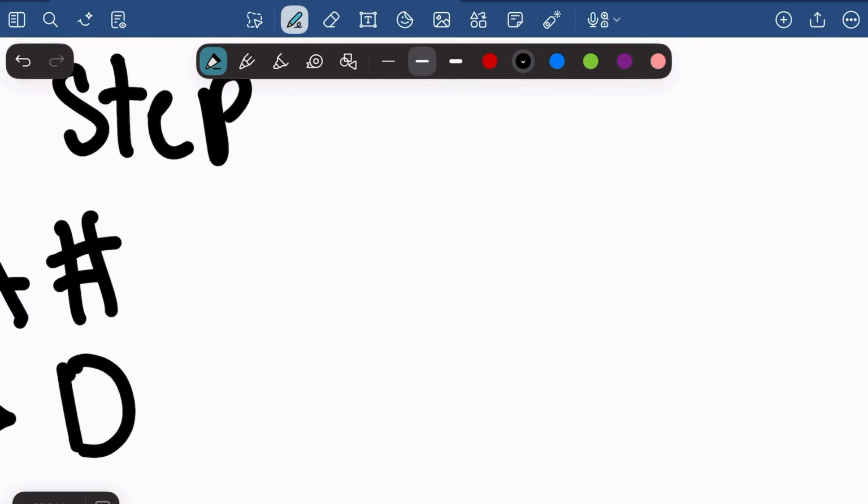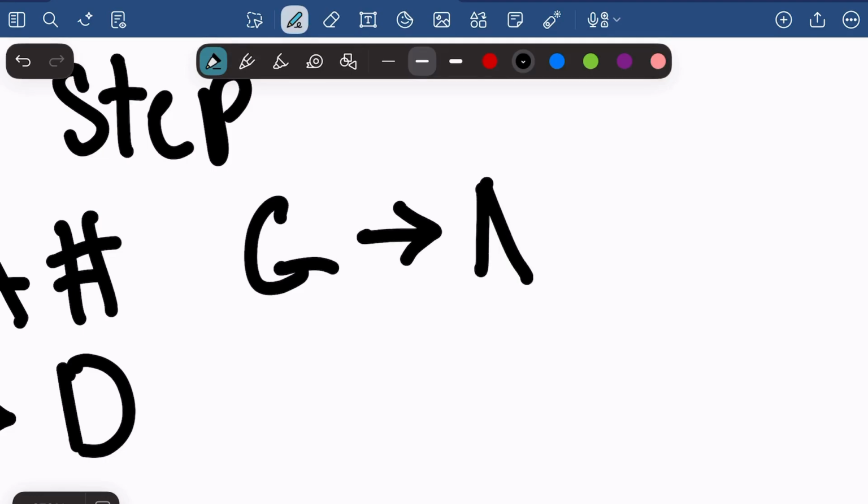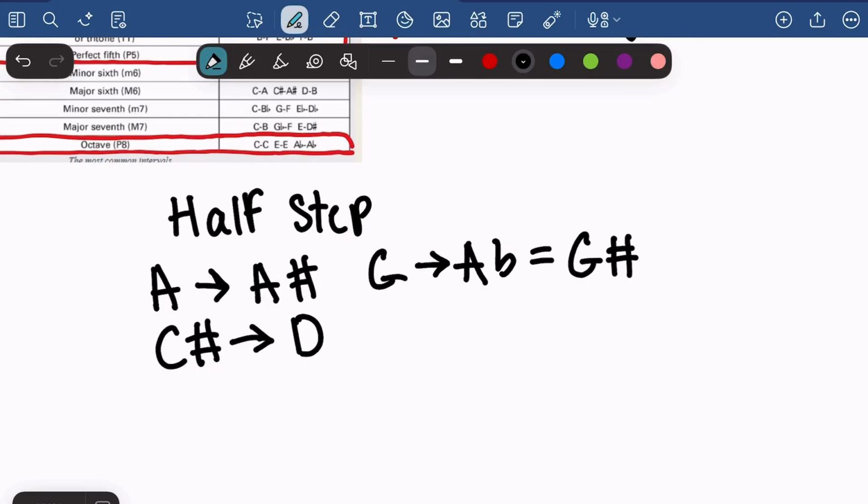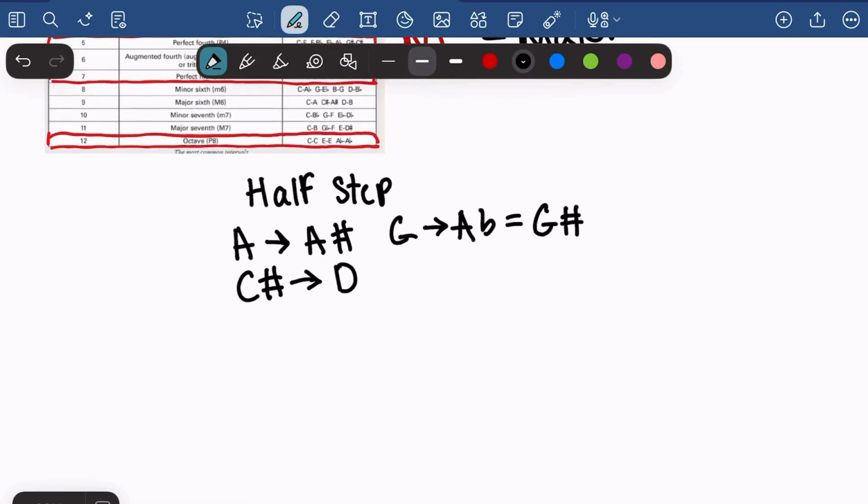And let's try another one. Let's try G. One half step would be A flat, I think. Yeah, A flat, or it's also known as G sharp. Okay, that was pretty easy, right?